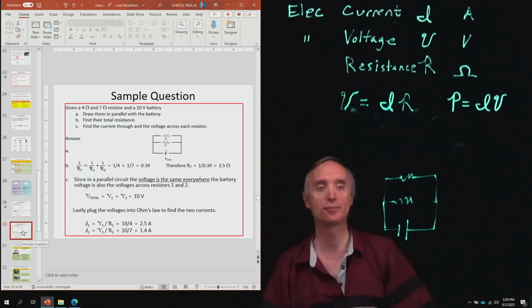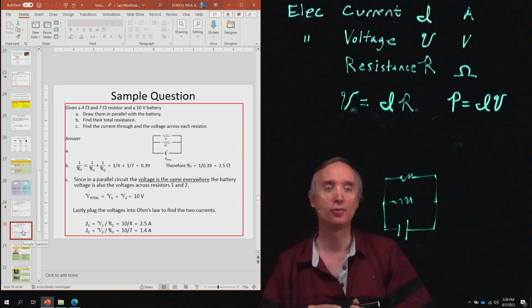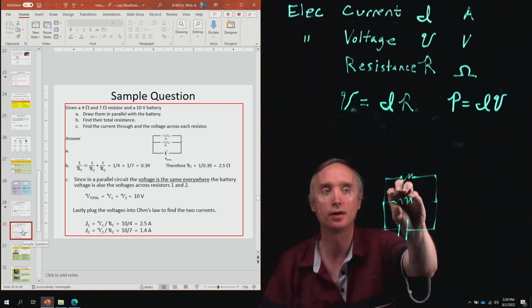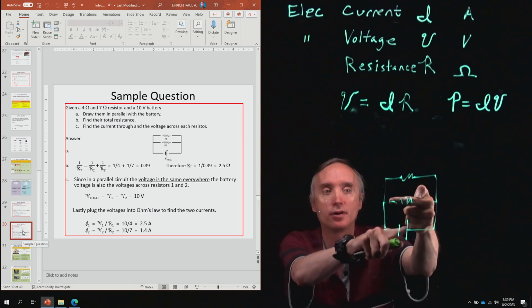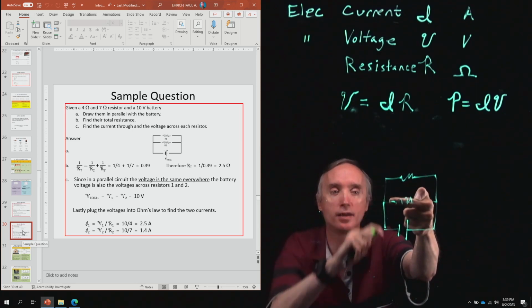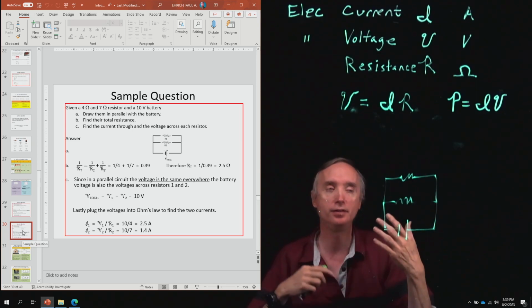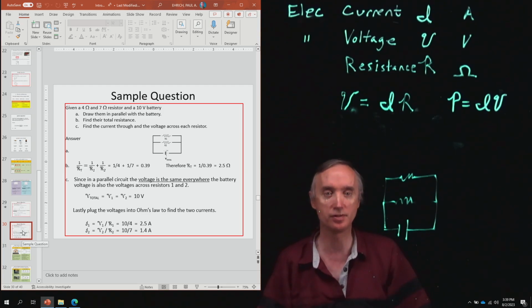All right, so there's your parallel circuit. One of the advantages of a parallel circuit is if one of these things goes, then you still have current. The current can go through the other branch. One of the classic examples of this is Christmas tree lights.